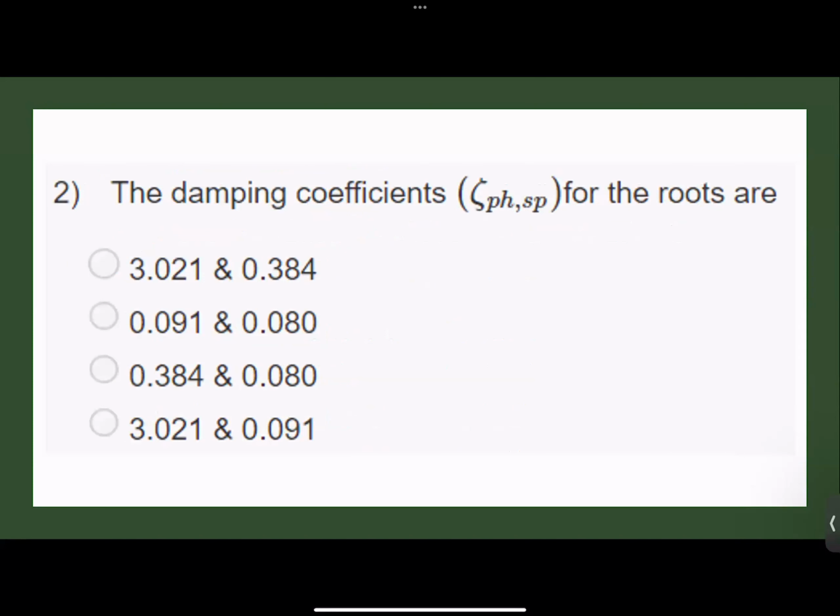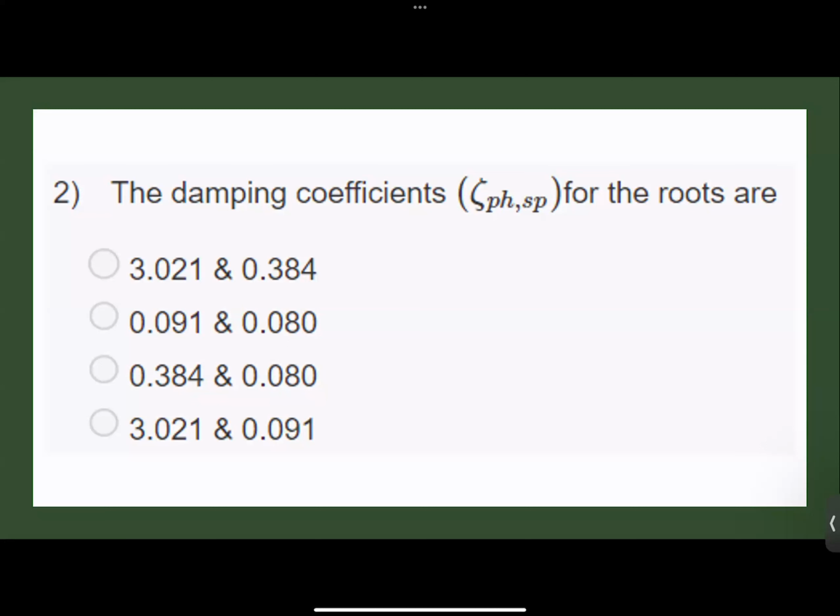The damping coefficients for the roots are, for the phugoid and the short period, in that order. The first is the long period, second is the short period. How do you go about doing this? You need to find the damping coefficient. I told you that each pair of roots can individually satisfy a typical second order system, right?